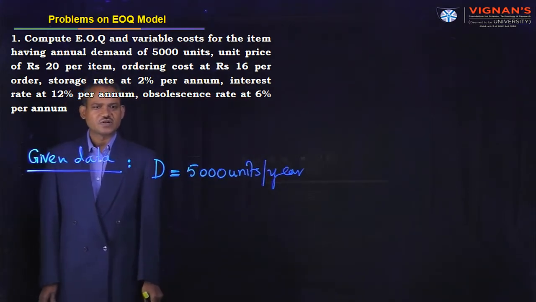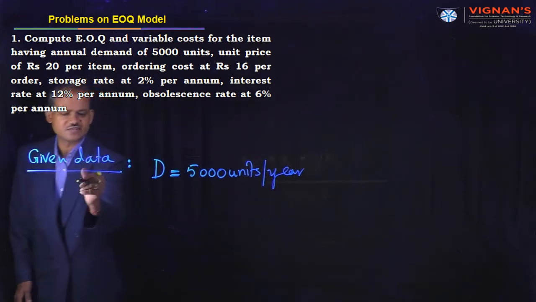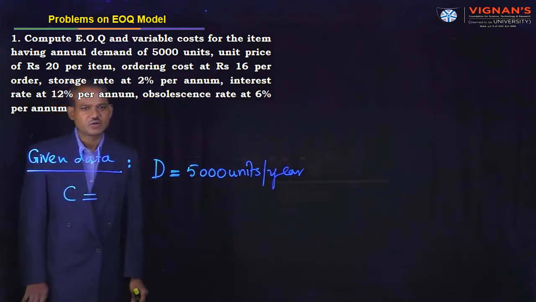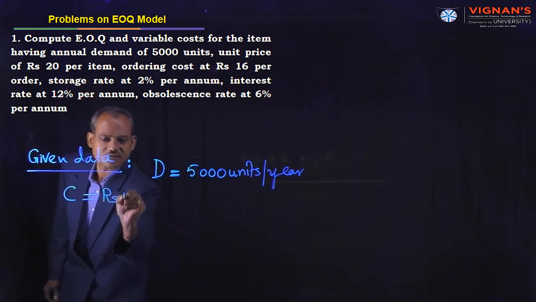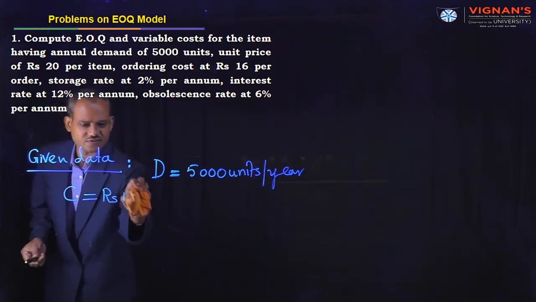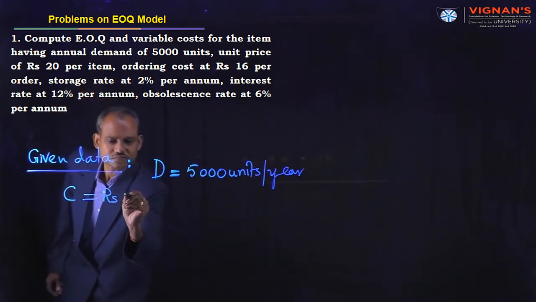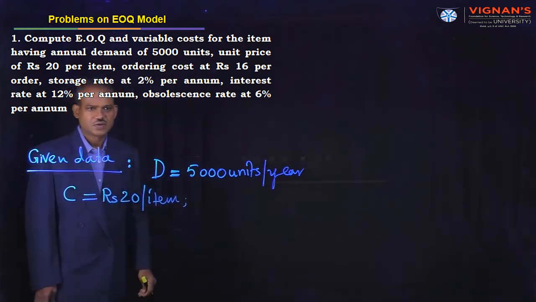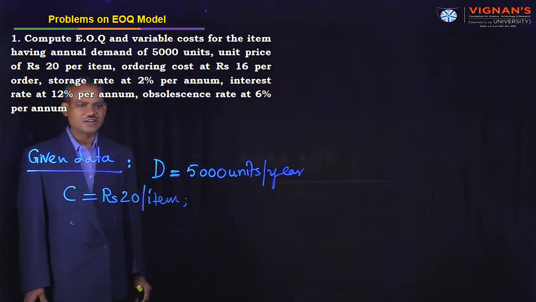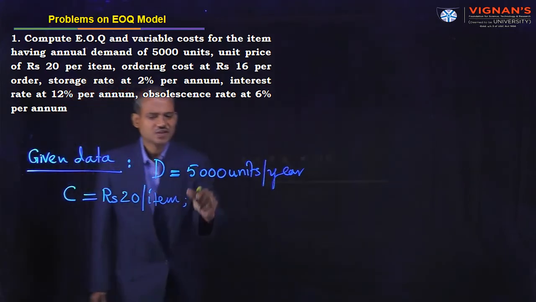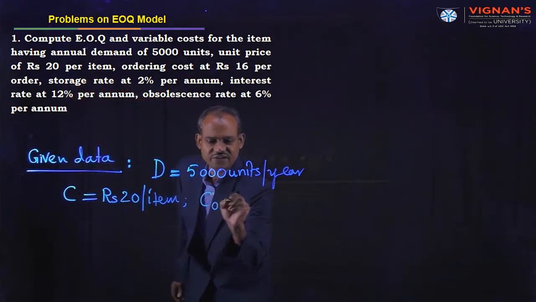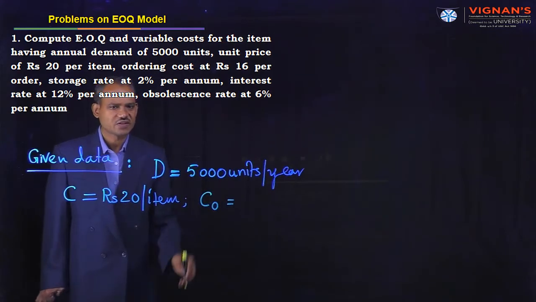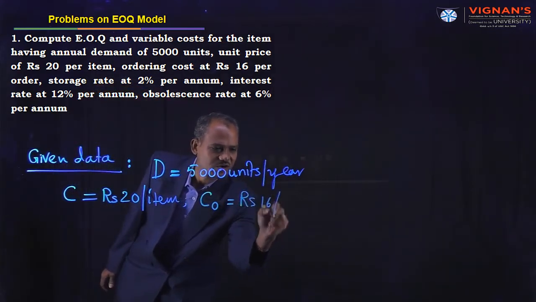Unit price of 20 rupees per item. Unit price means cost per unit, represented as capital C is equal to 20 rupees per item. Okay. Next, ordering cost at 16 rupees per order. Ordering cost, what is the symbol used? C suffix O. CO is nothing but the ordering cost. That value is given as 16 rupees per order. Okay.